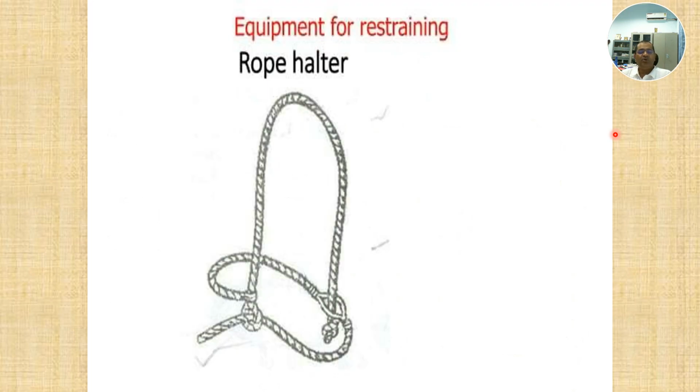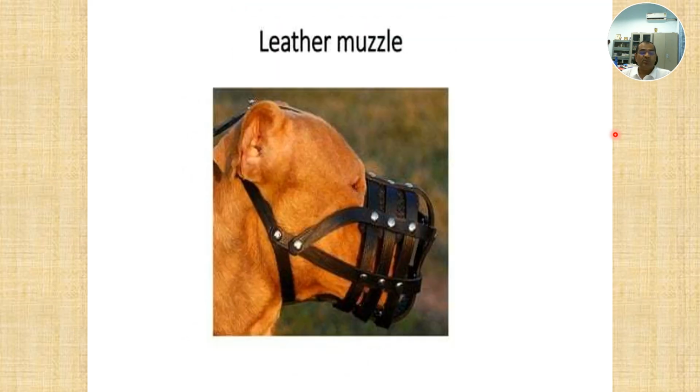Then the equipment number one, which is very much required, is a rope halter. This is the rope halter, or any simple rope may also be used to hold the cattle. Then if it is a dog, or sometimes biting animals like the cat, we can use a leather muzzle, a suitable leather muzzle like this. We can put it on the animal so that it cannot bite. At the same time, by holding the leather muzzle, one can restrain that particular animal.